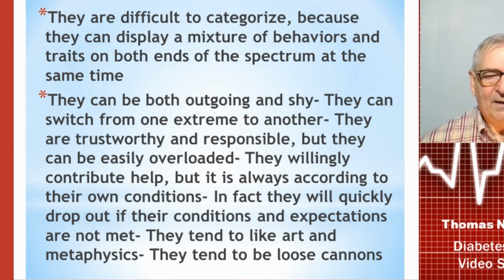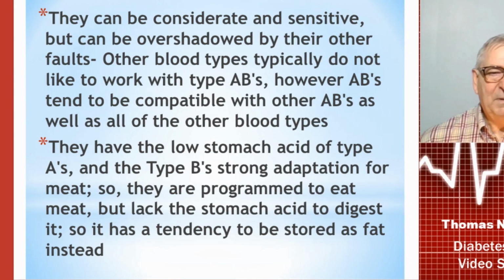They tend to like art and metaphysics. They tend to be loose cannons. They can be considerate, they can be sensitive, but they can be overshadowed by their other faults. Other blood types typically do not like to work with type ABs. However, ABs tend to be compatible with the other ABs as well as all of the other blood types.